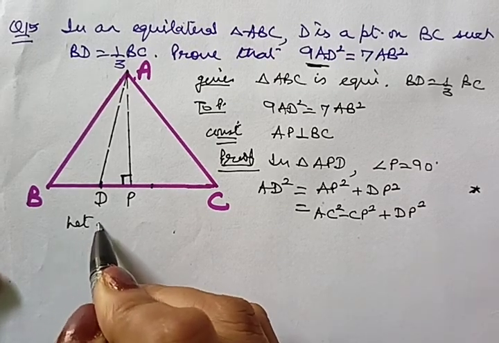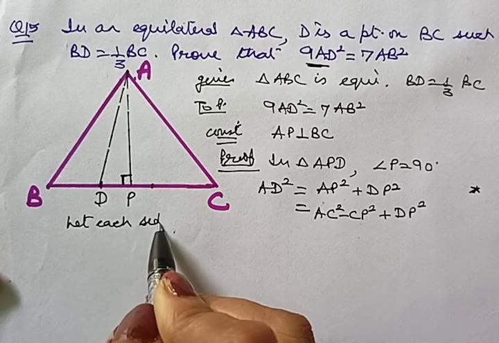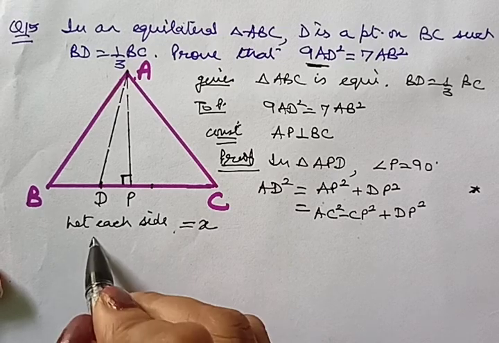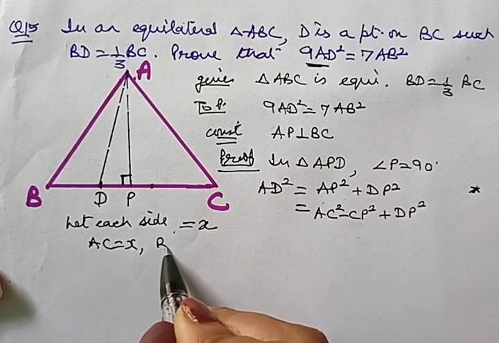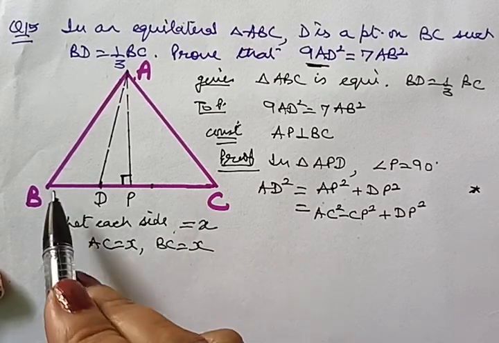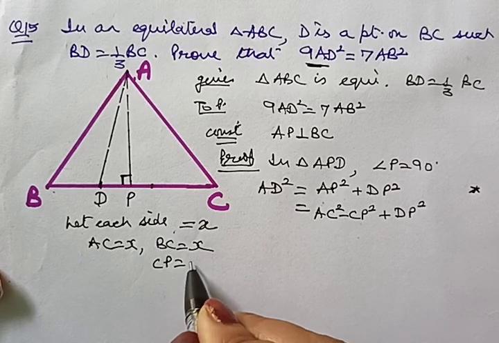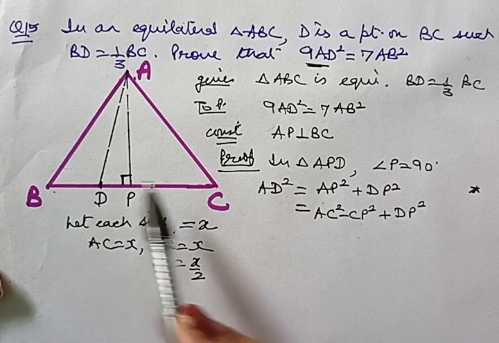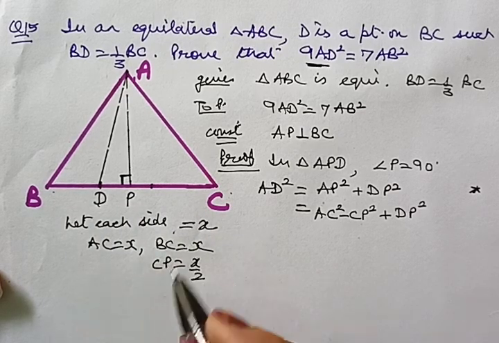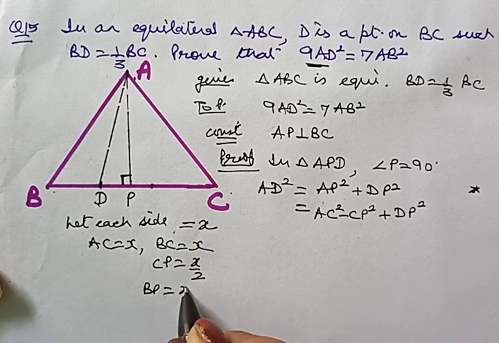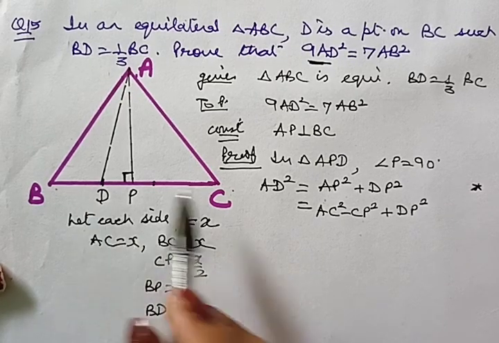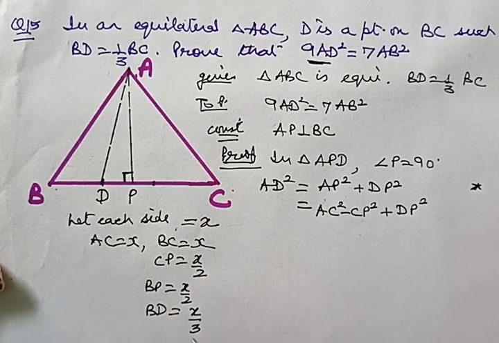So let each side is equal to x. So can I say that AC is equal to x? BC is equal to x? If BC is x, can I say that CP is x by 2? Because in an equilateral triangle, perpendicular bisects the base, right? And also BP is x by 2. And BD is what? BD is 1/3 of BC. So can I say it is x by 3?